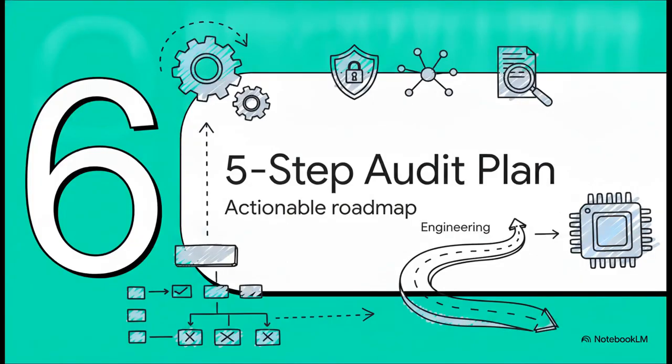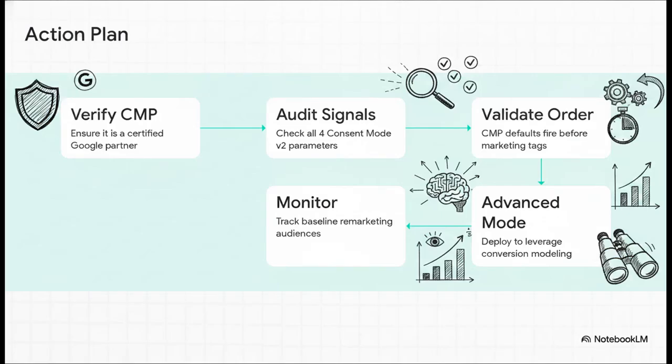Finally, Section 6, your 5-step audit plan. Okay, here is your 5-step engineering checklist to take straight back to your team today. 1. Verify your CMP is actually an officially certified Google partner. 2. Audit all 4 of those V2 parameters using Tag Assistant to make sure they're sending the correct update signals. 3. Validate your trigger order, meaning confirm your CMP default signals fire before any marketing tags execute. 4. Deploy advanced mode so you can actually leverage that AI conversion modeling we just discussed. And 5. Make sure you're continuously monitoring your baseline remarketing audience sizes so you can catch any technical drop-offs early.